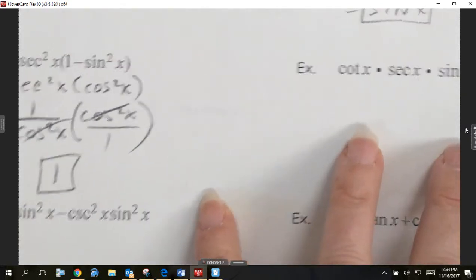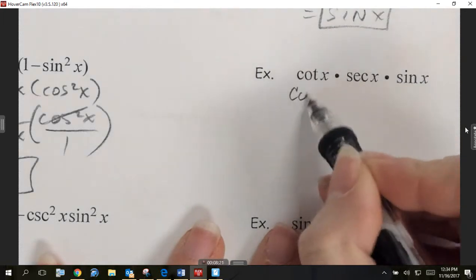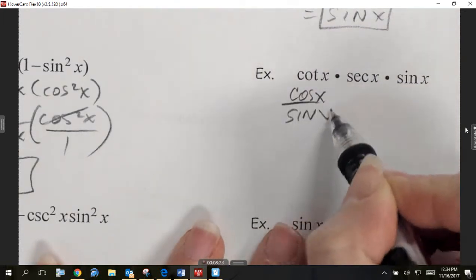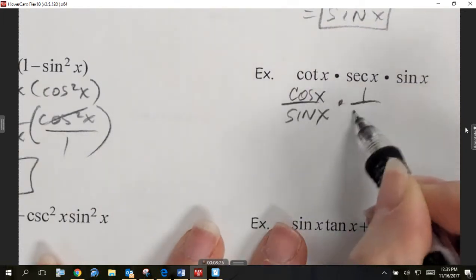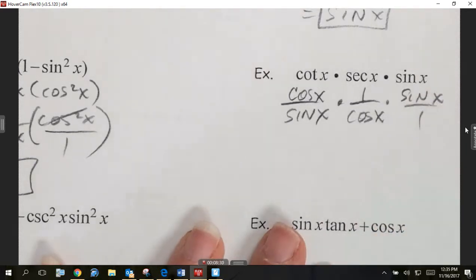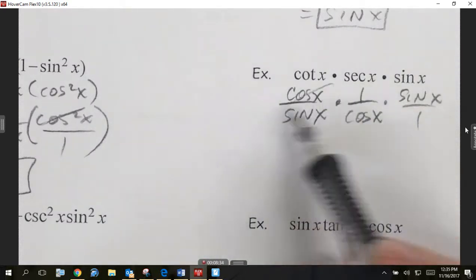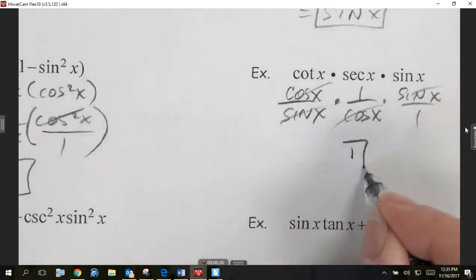Next one, I'm just going to put everything into sine and cosine. So I'm going to take everything I see here and make it into either sine or cosine. So cotangent is cosine x over sine x. Secant is 1 over cosine x. And sine is just sine over 1. And when I do that, I can see the cosines cancel, the sines cancel, I get 1.